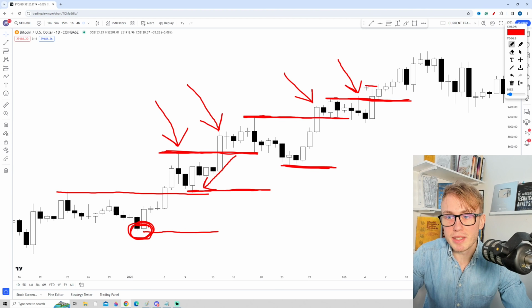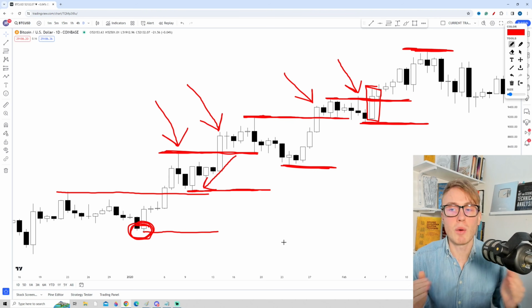Well, it was with this candle right here, right? So what is our new low? Well, our new low is this point right here. And then we see a strong impulsive move up to this point, and this right here is our next high.